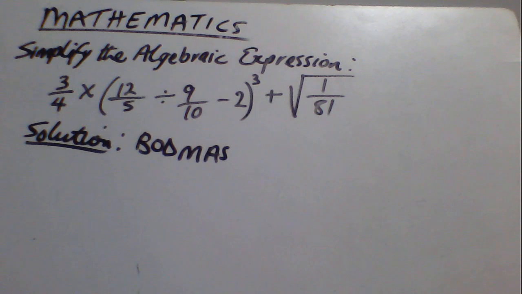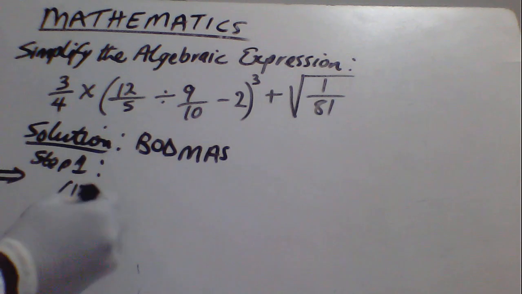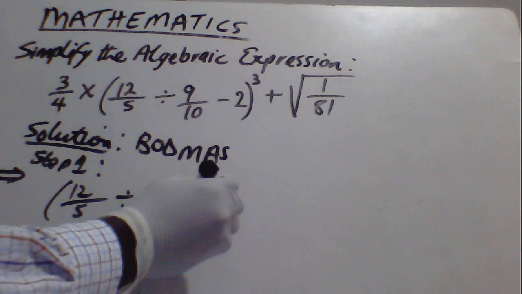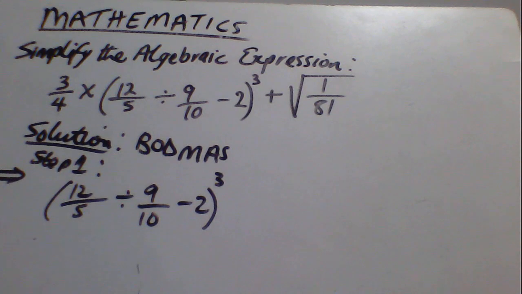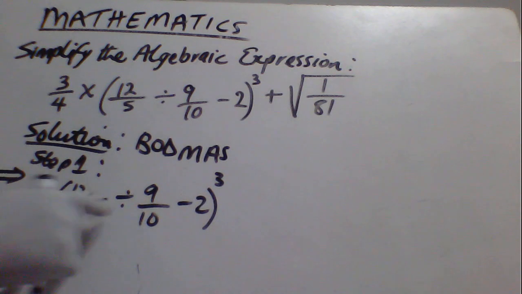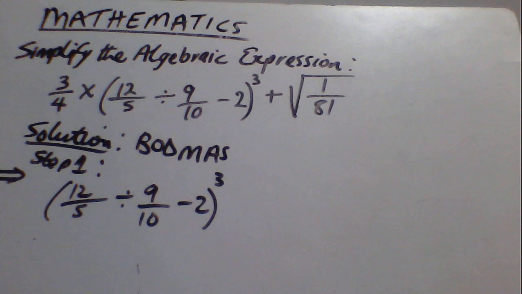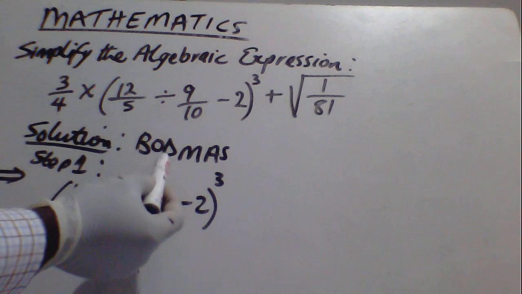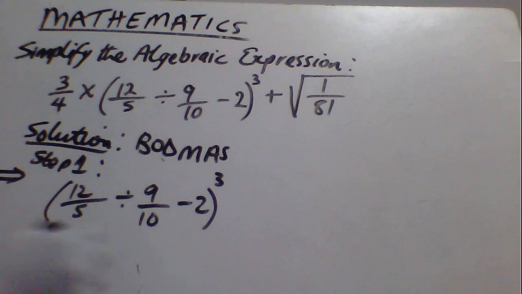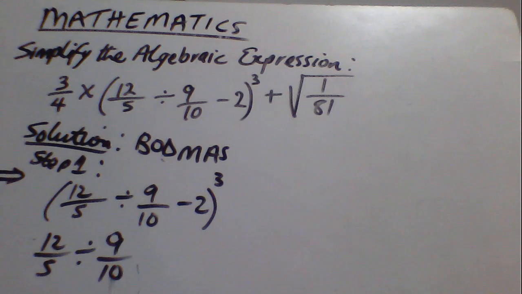So let's do it. Let's solve what is in the bracket: 12 over 5 divided by 9 over 10 minus 2 to the power of 3. In this case, we have to consider what is in the bracket. We still have to look at which operation we can perform first. From BODMAS, division comes first before subtraction. So we have 12 over 5 divided by 9 over 10. Is it not? So this will give us what?